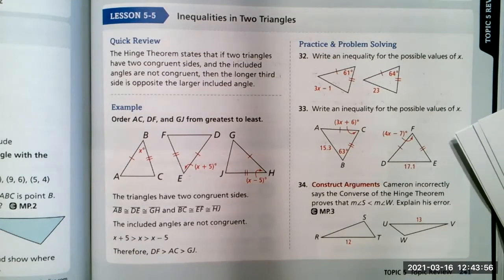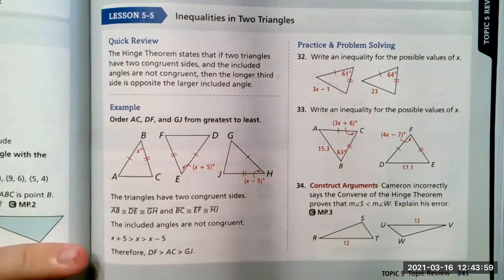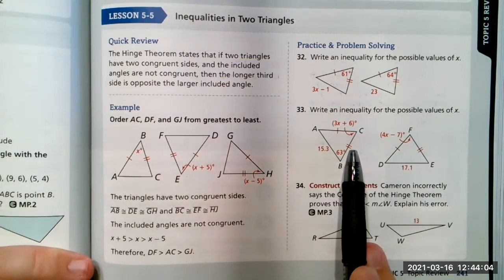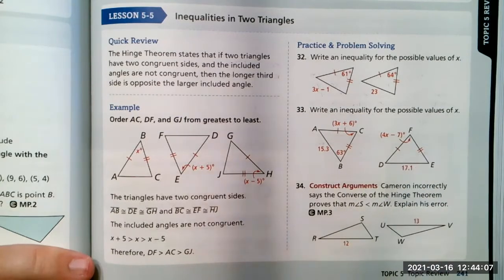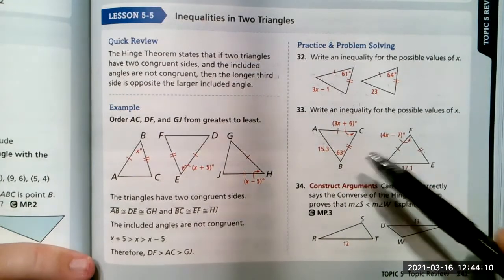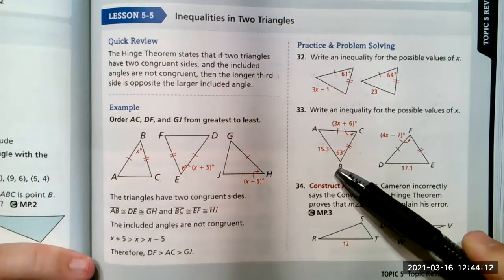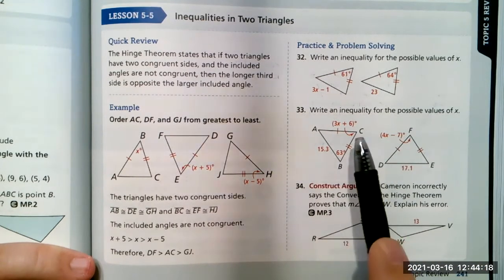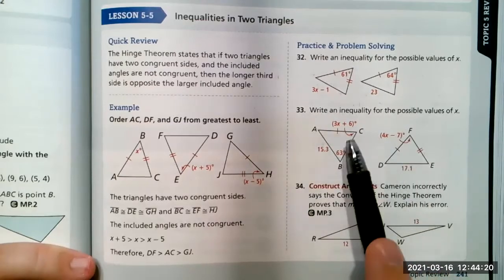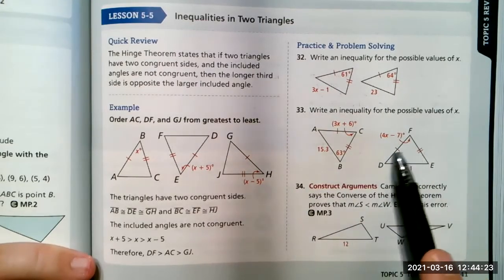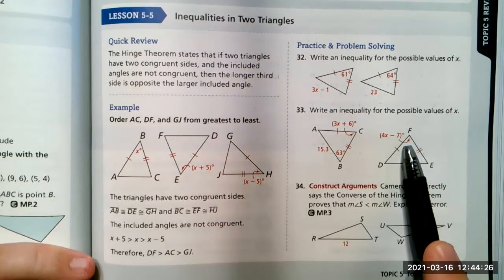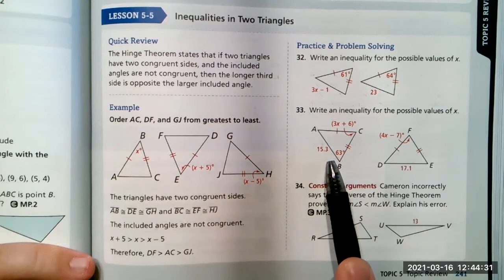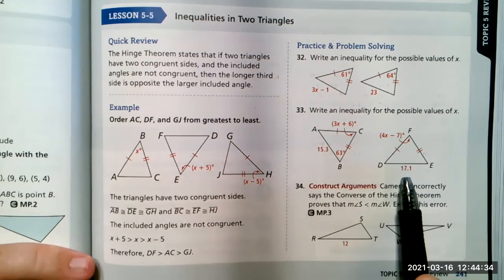Write an inequality for the possible values of x. Again, you've got corresponding sides. AC is the same length as DF. BC is the same length as EF. It's looking like these 2 angles, they're telling me angle B is 63. The angle that joins the 2 sides is 3x plus 6. The angle that joins these 2 sides is 4x minus 7. And then the side lengths that are opposite those 2 angles are 15.3 and 17.1.